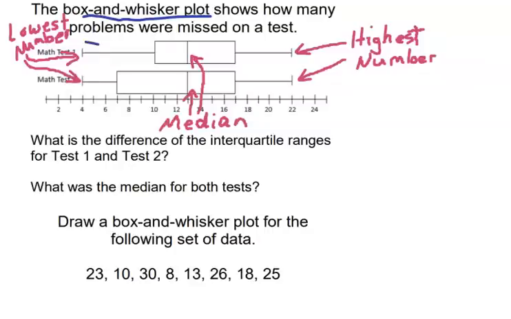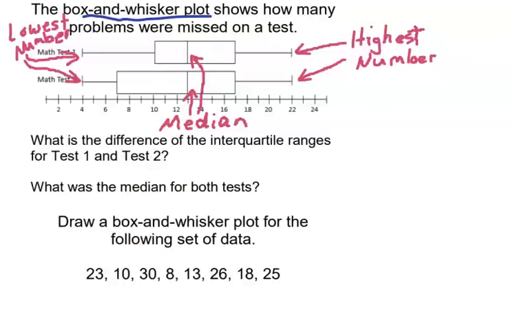Then you also need the lowest number. So those are going to be the end of the whiskers. The highest number is at the right. The lowest number is at the left. Okay, and then you have to find the median, or the middle number of each data set. That might be lined up like this, or it might not be. Okay, but it's the middle number of the data set.